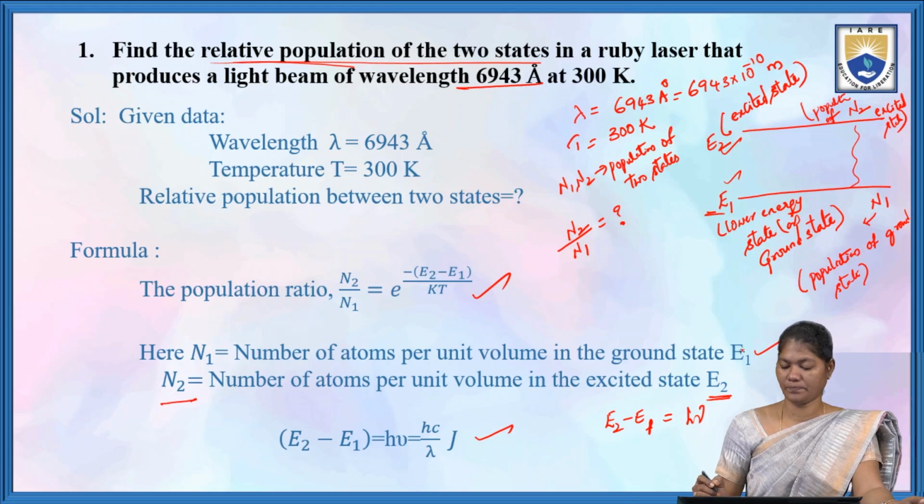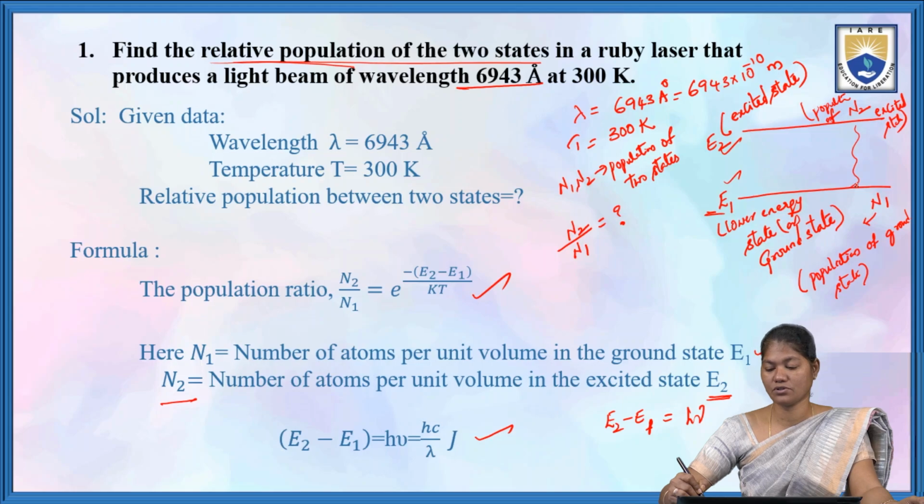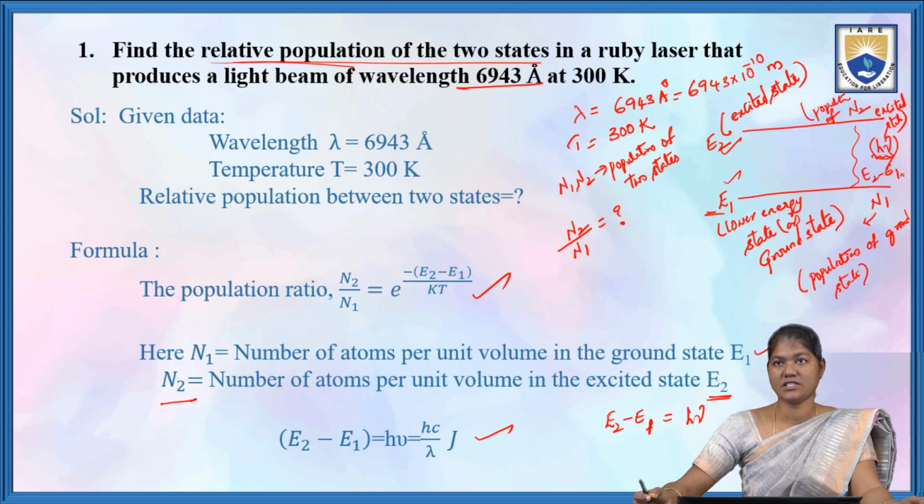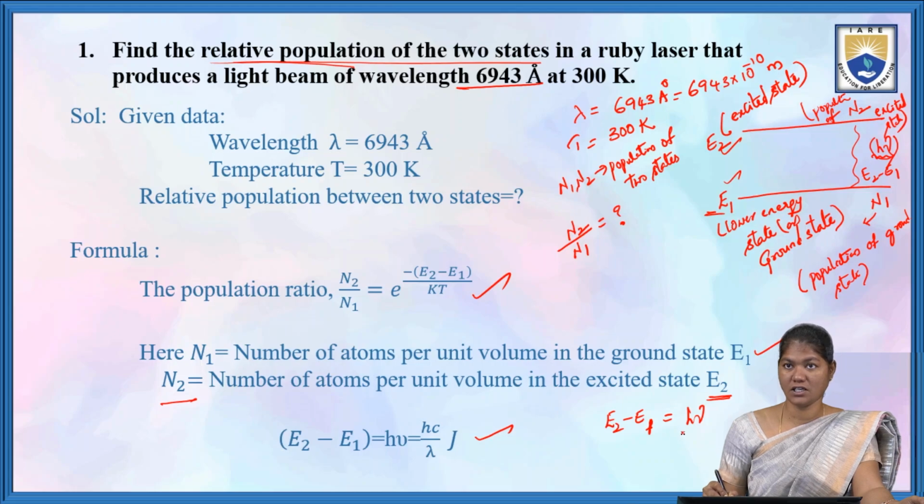When the atom jumps from the excited state to the ground state, it emits a photon. That photon radiation is h nu, which is equal to the energy difference between the two energy states, E2 minus E1. So E2 minus E1 is equal to h nu, where nu is c by lambda, so that h into c by lambda joules.